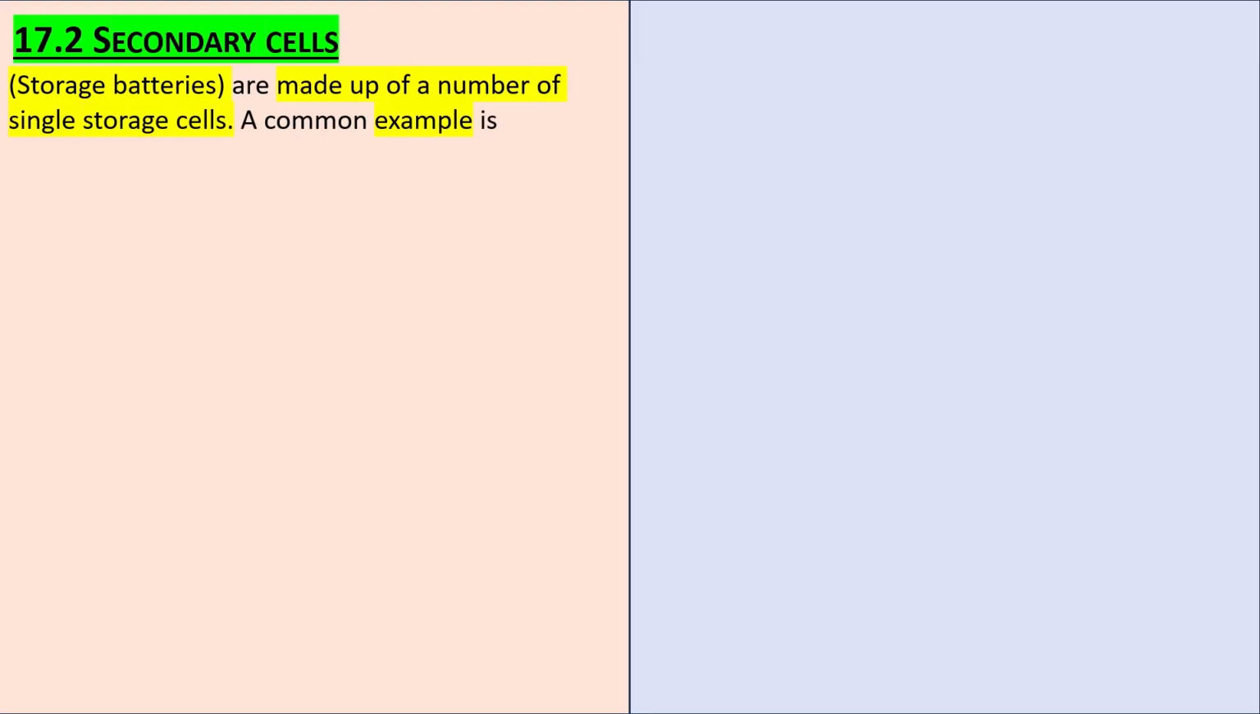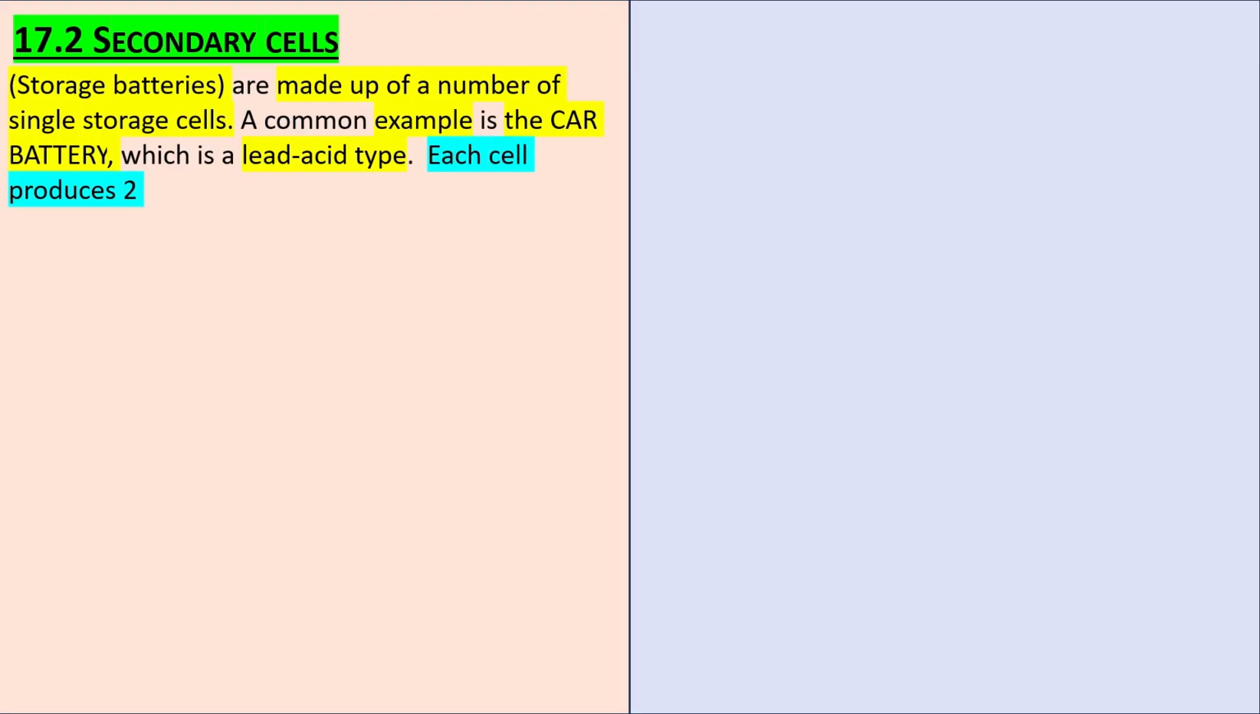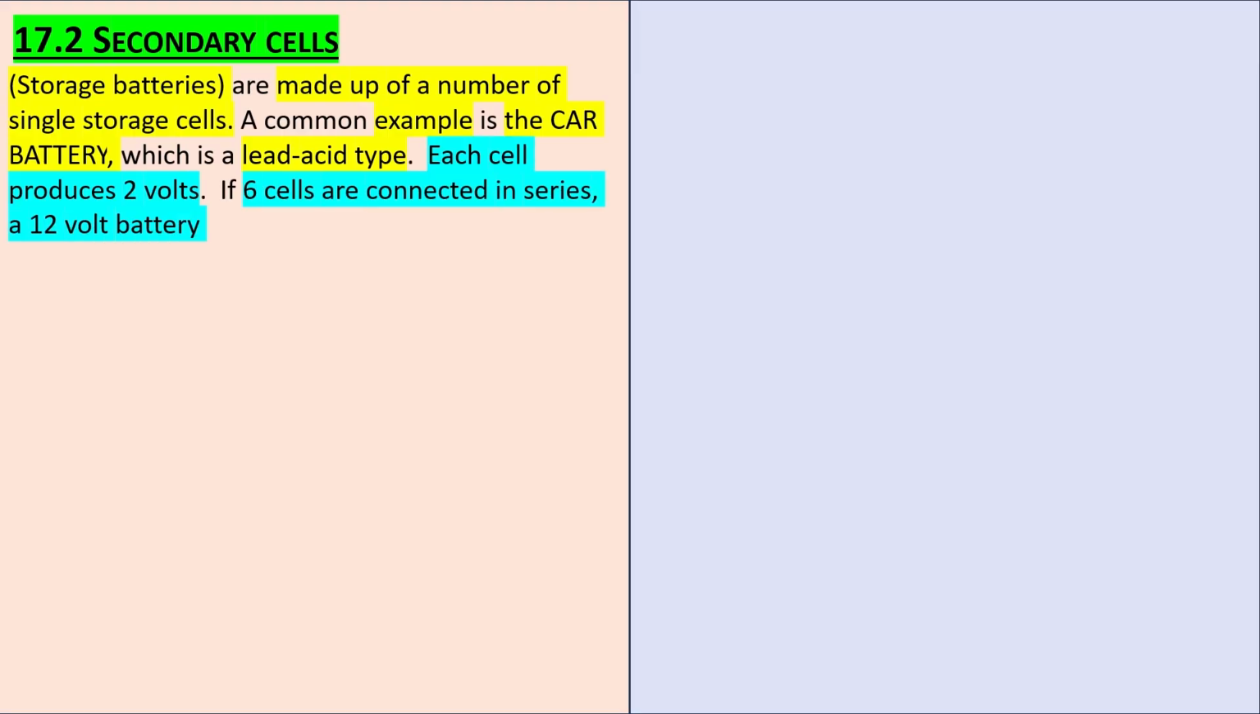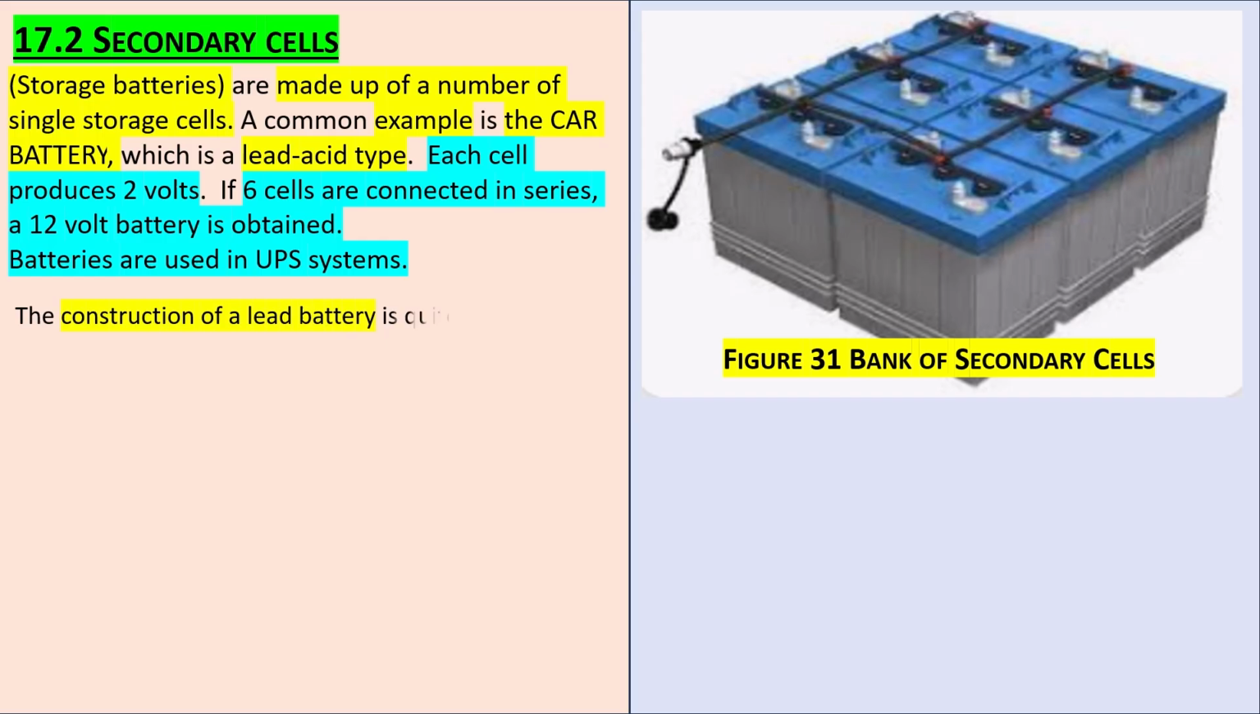17.2, secondary cells. Storage batteries are made up of a number of single storage cells. A common example is the car battery, which is a lead acid type. Each cell produces 2 volts. If 6 cells are connected in series, a 12-volt battery is obtained. Batteries are used in UPS systems. The construction of a lead battery is quite simple.